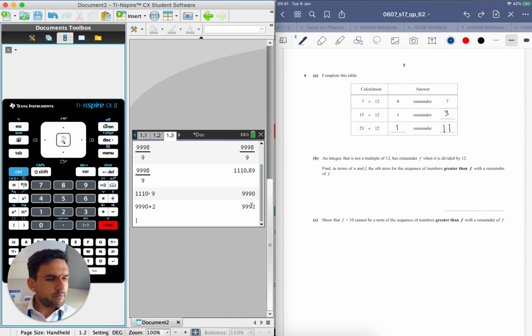Okay, part B then. An integer that is not a multiple of 12 has a remainder f when it's divided by 12. Find in terms of n and f the nth term of the sequence of numbers greater than f with a remainder of f. Golly.